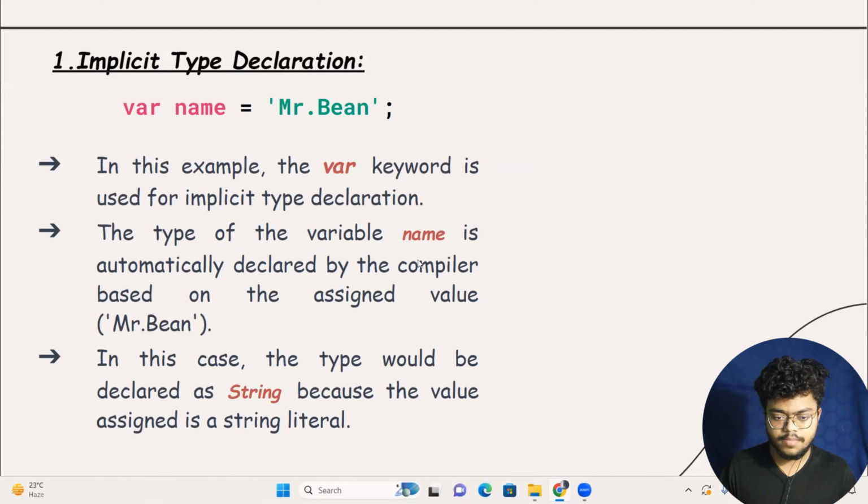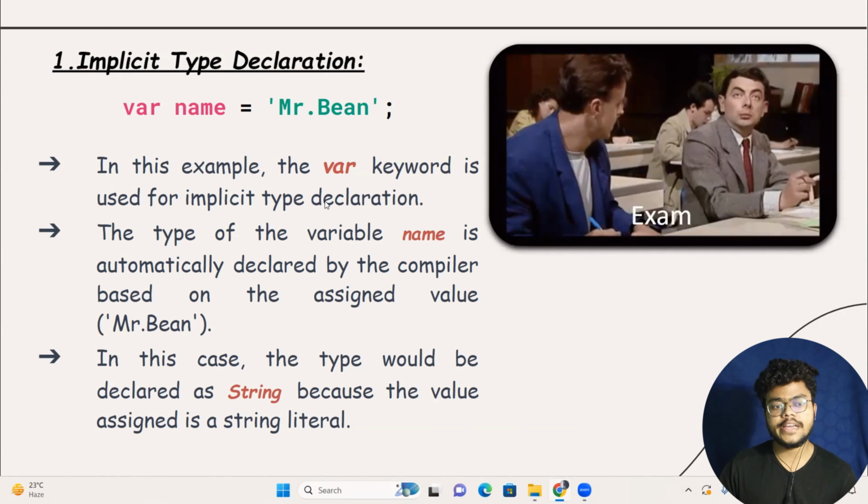The type of the variable name is automatically declared by the compiler based on the assigned value. Based on the string Mr. Bean, the compiler decides that name is of string type. That is the idea behind implicit type declaration. In this case, the type would be declared as a string because the value assigned is a string literal, Mr. Bean. So let's see the example video of this concept.